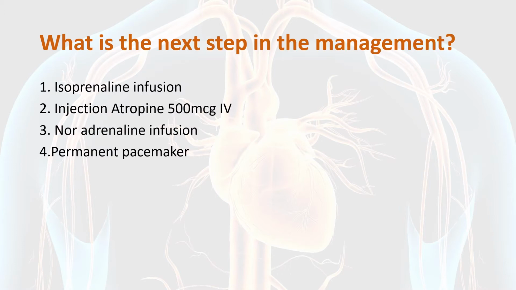What is the next step in the management? Please pause the video to go through the choices carefully. The correct answer is option 2, which is injection atropine 500 microgram intravenously. Now let's learn in detail about heart blocks and various treatment options.